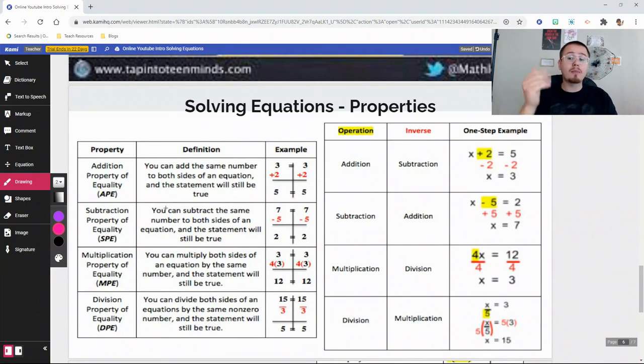But we have all our properties, the addition property of equality, subtraction, multiplication, division. What you do to one side, you do to the other. So it's using the inverse operation to undo. So if you're adding, you're subtracting. If you're multiplying, you're dividing. If you're dividing, you're multiplying. If you're subtracting, you're adding. Whatever you see is happening in the equation, you do the other on both sides. That's the key. Do it to both sides.